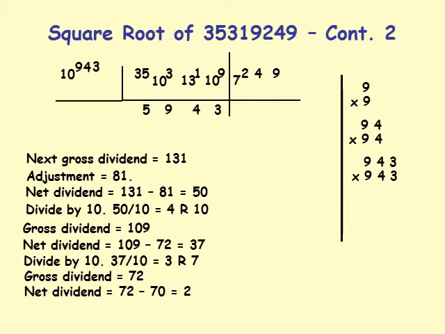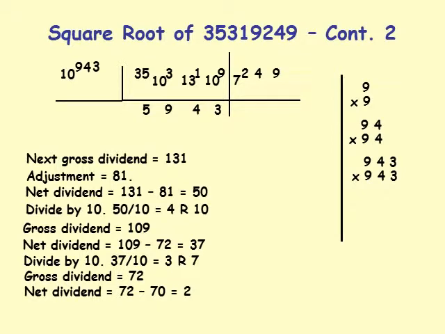And we are in the section after the decimal point here. So the next adjustment would be 943 and 943. 943 times 943 is the duplex of 943, and we will just figure out what the adjustments are. So the net dividend, this gives me 70. 9 times 3 is 27, another 27 here. 27 plus 27 is 54, plus 16 here, 4 times 4, 70. So 72 minus 70 is 2.